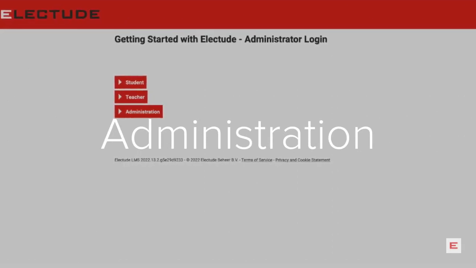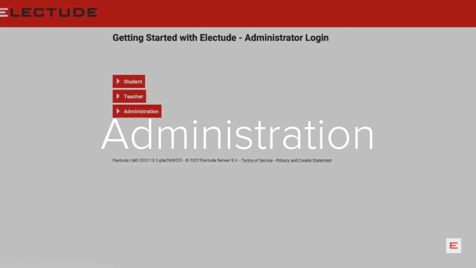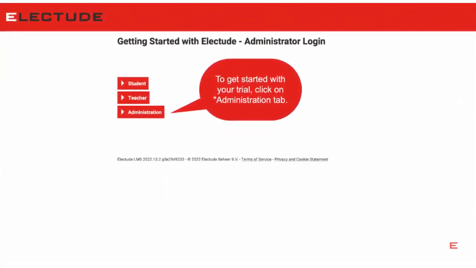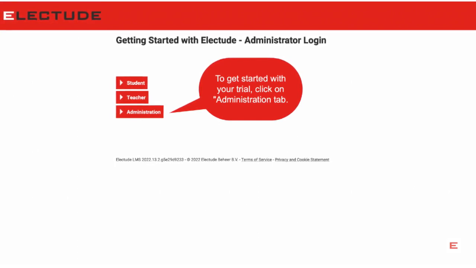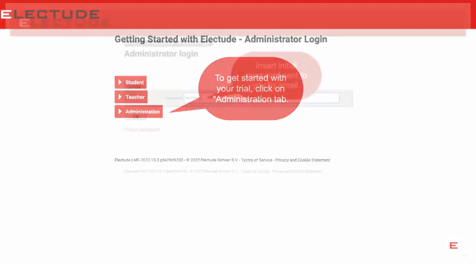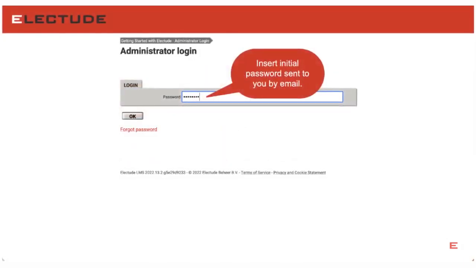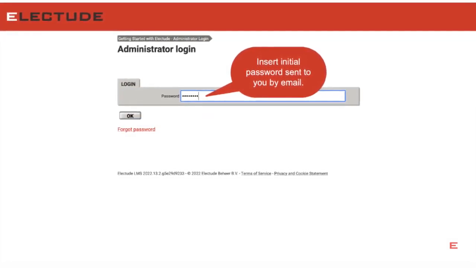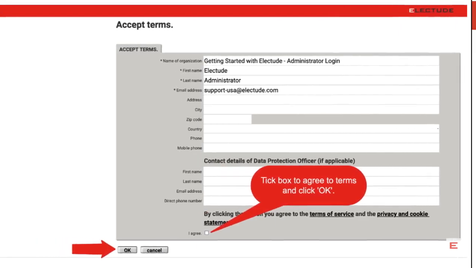In this tutorial, you'll be introduced to the administration login. To get started with your Electude trial, you must first log in as the administrator and agree to terms of service. Click on the Administration tab and enter the password sent to you by email from your Electude sales representative.